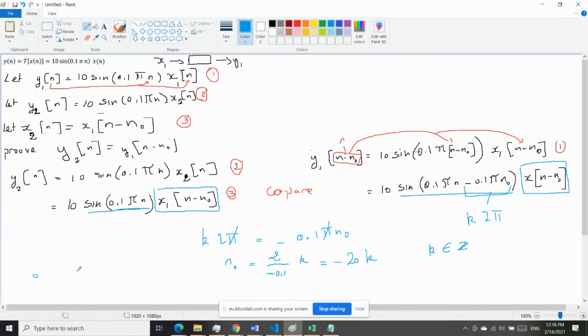Therefore, because they're different in general, these are not equal for all n0. Therefore, the system is not time invariant. For general shifts, they are not equal. The shift must be 20 times k, multiples of 20, for them to be equal. We cannot guarantee that. Is that clear? Okay, so not time invariant.